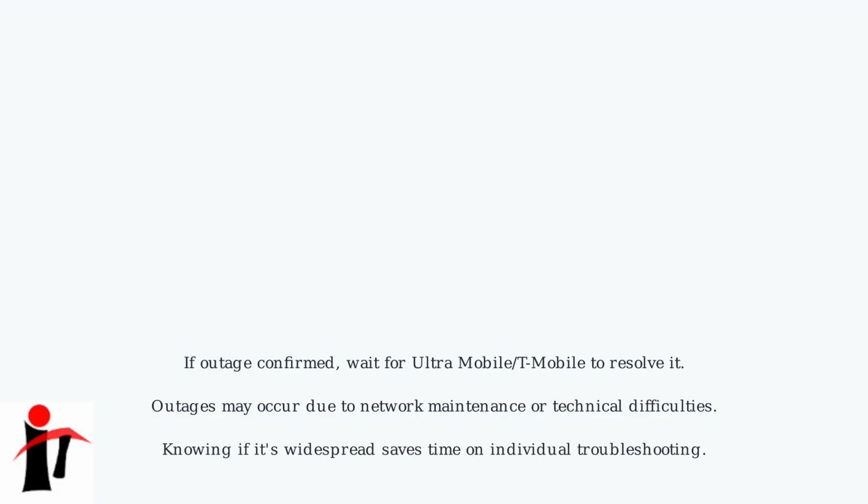If a major outage is confirmed, the best course of action is to wait for Ultramobile T-Mobile to resolve it. Outages can happen due to network maintenance or unforeseen technical difficulties. Knowing if it's a broad problem saves you time troubleshooting individual issues.